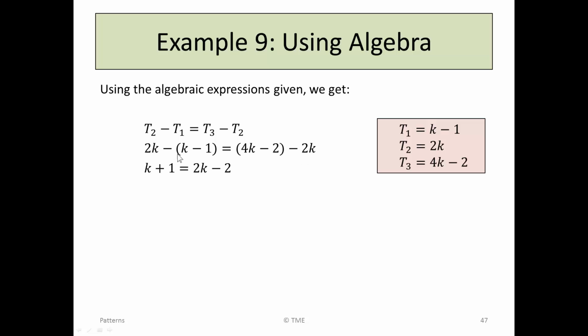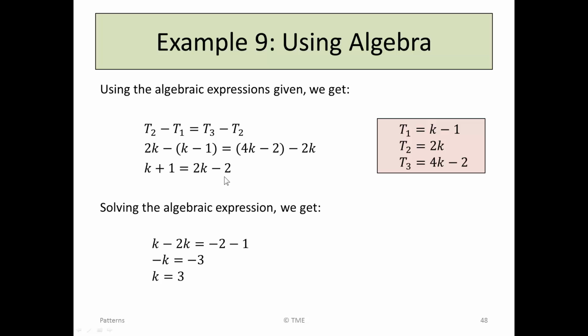So 2k minus k gives us k, and the minus by minus gives us the plus 1 on the left hand side, and on the right hand side 4k minus 2k is 2k with the minus 2 remaining. So we now have an equation just in k that says k plus 1 is 2k minus 2. If we solve the algebraic expression, taking the 2k to the other side, we get k minus 2k, and taking the 1 to the other side is minus 2 minus 1. Or minus k is minus 3, or multiply both sides by minus 1, k is 3.